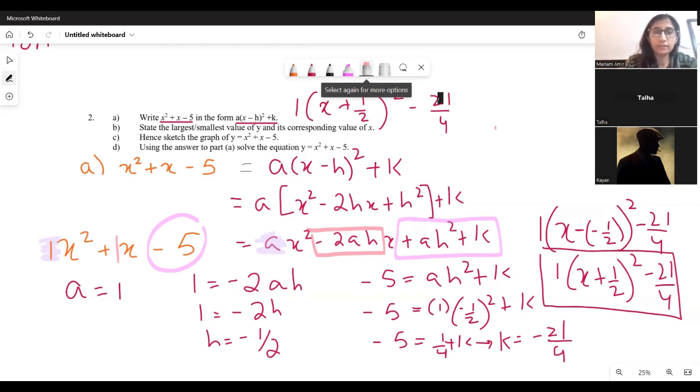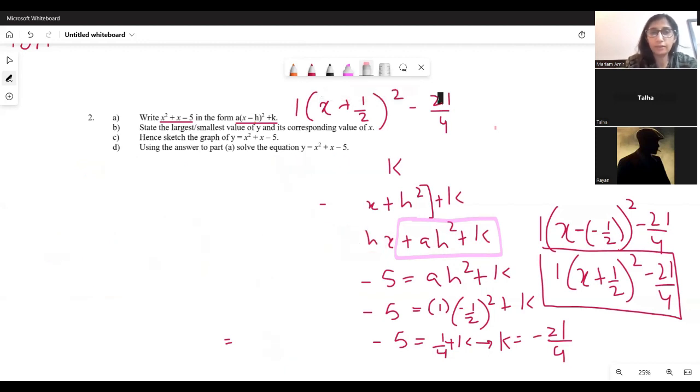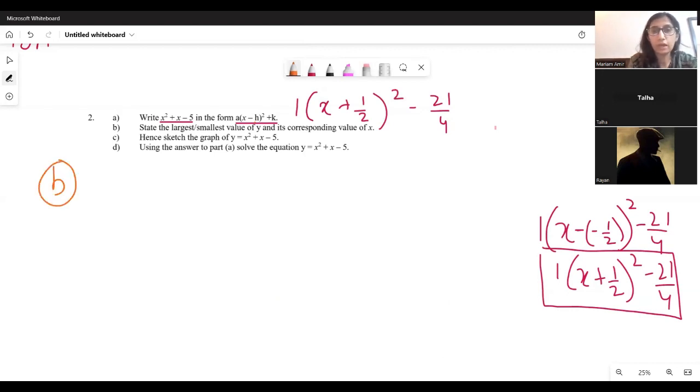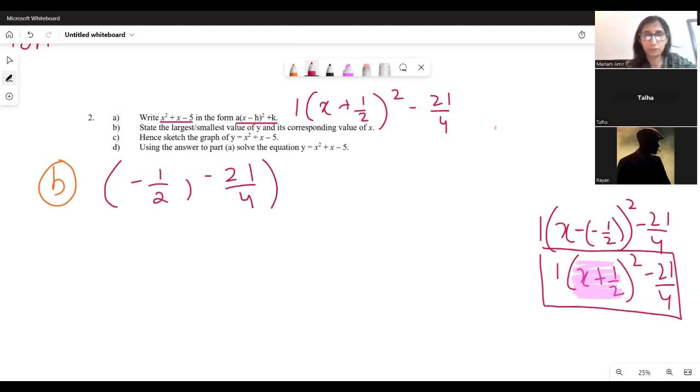Part B. State the largest or the smallest value of y and its corresponding x. Do you remember from the last part how we find the coordinates of the turning point from the completed square form? Yaad hai? Equate this to 0. What do we get? x equals negative half. Yes, negative half, comma, retain the sign of the constant. y remains the same, which is minus 21 over 4. Okay, these are the coordinates of the turning point.